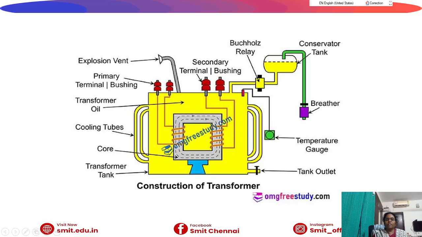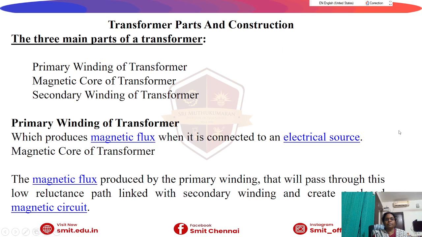This is the construction of a transformer where the high voltage transformer is placed in transformer oil in order to reduce its heat, and also has the relay, conservator tank, breather, and temperature gauge.